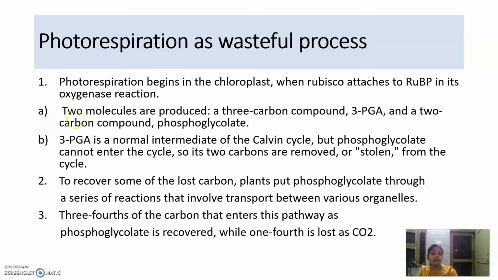The 3-PGA is a normal intermediate of the Calvin cycle, but the phosphoglycolate cannot enter the cycle, so it is removed. To recover the lost carbon atoms, the phosphoglycolate undergoes a series of reactions in various organelles such as the chloroplast, peroxisome, and the mitochondria. Three-fourths of the carbon atoms are recovered. Out of the 4 carbon atoms, 3 are recovered. One is lost as a carbon dioxide molecule. With this, we have discussed photorespiration.